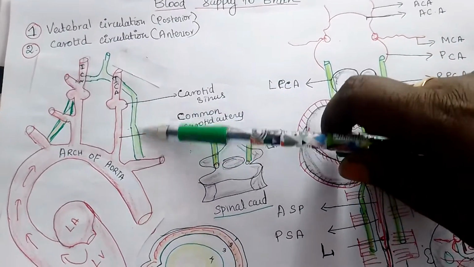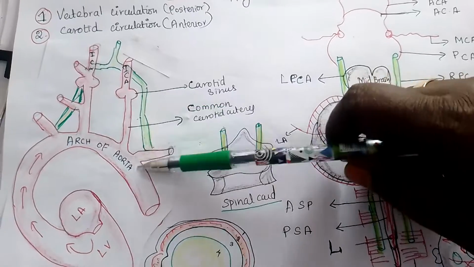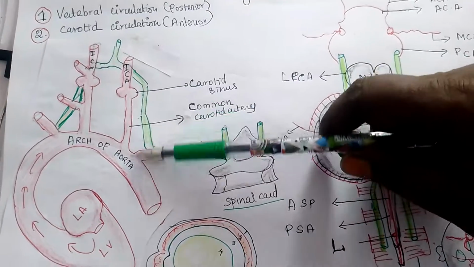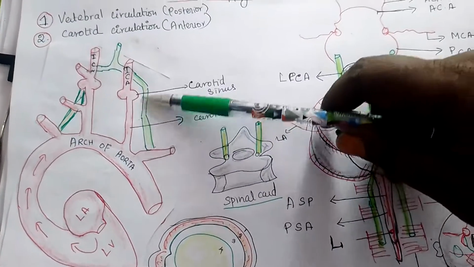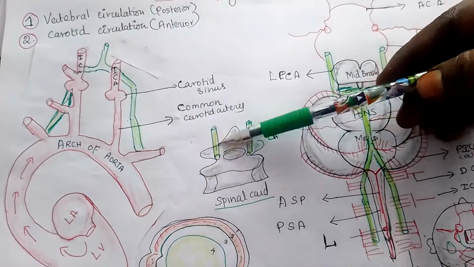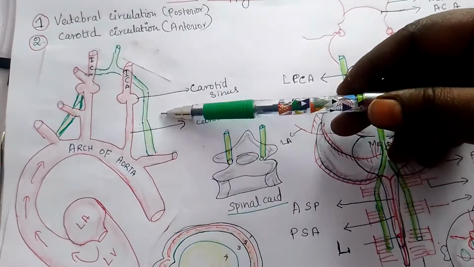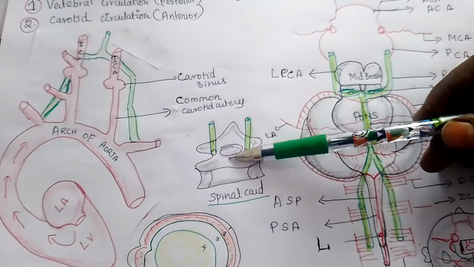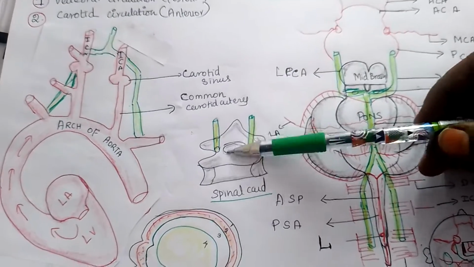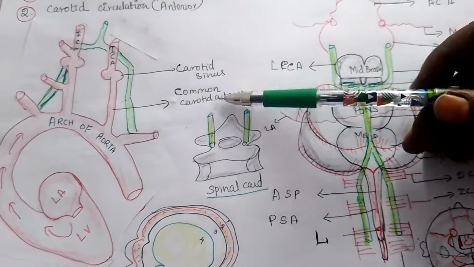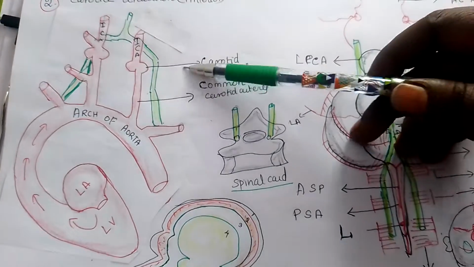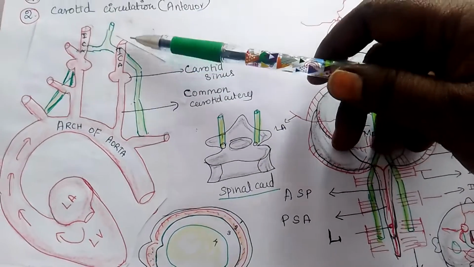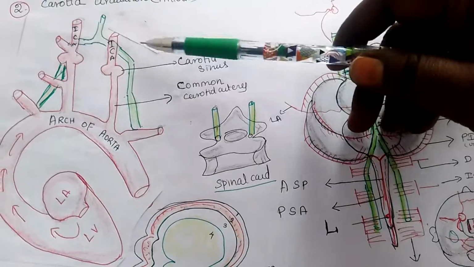Both of them take their origin from the heart, and it is taking from the subclavian artery, going medially and laterally and then posteriorly, entering into the vertebral column along the spinal cord, and entering into the cranial cavity. The carotid enters through the foramen lacerum, the sphenoid process, the carotid canal, and goes above the hypothalamus.